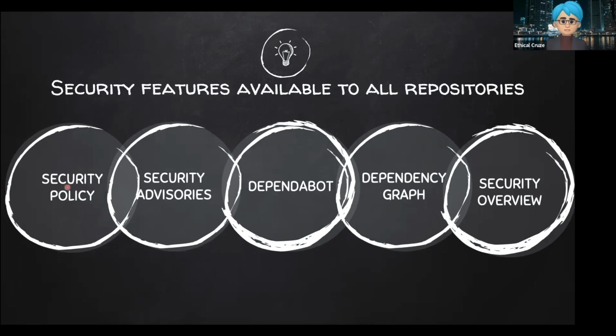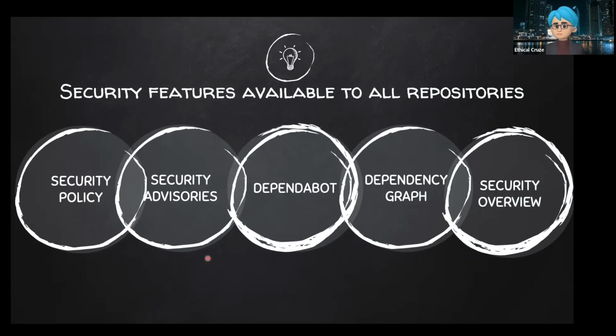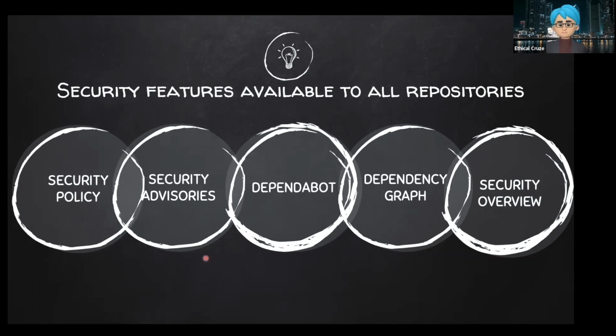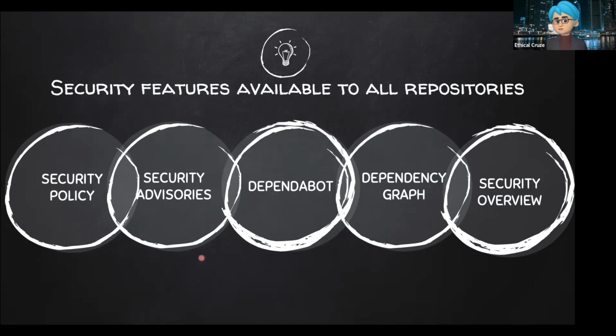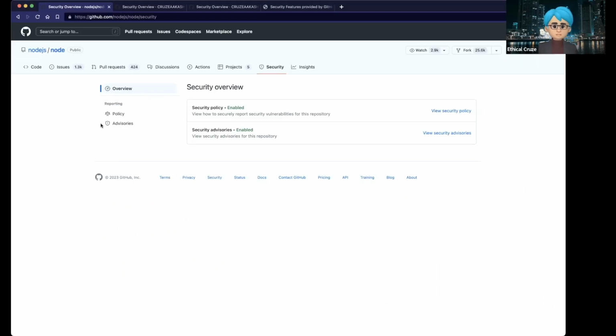So our first one is a security policy. A security policy is an instruction document that instructs users how they can report any security vulnerability they have found in the project. I am taking an example of one public repository, the Node repository, present in Node.js. Here under this security tab, if I go to this overview section, you can see that security policy is enabled.